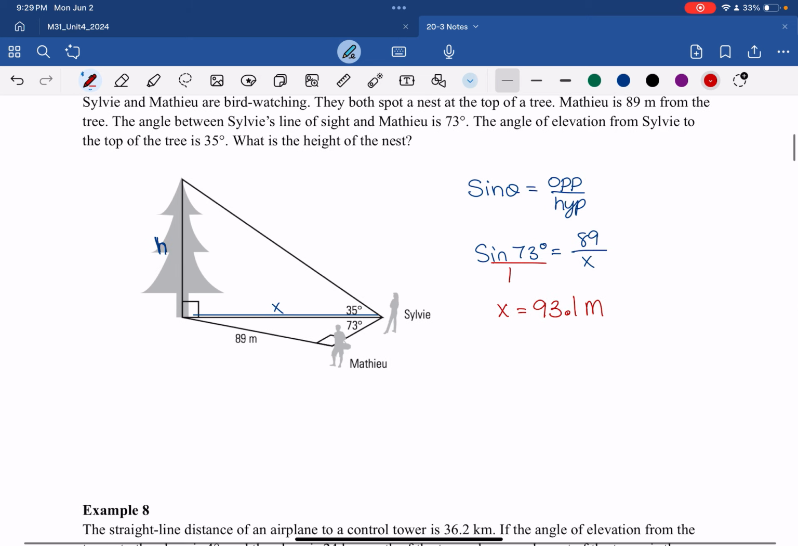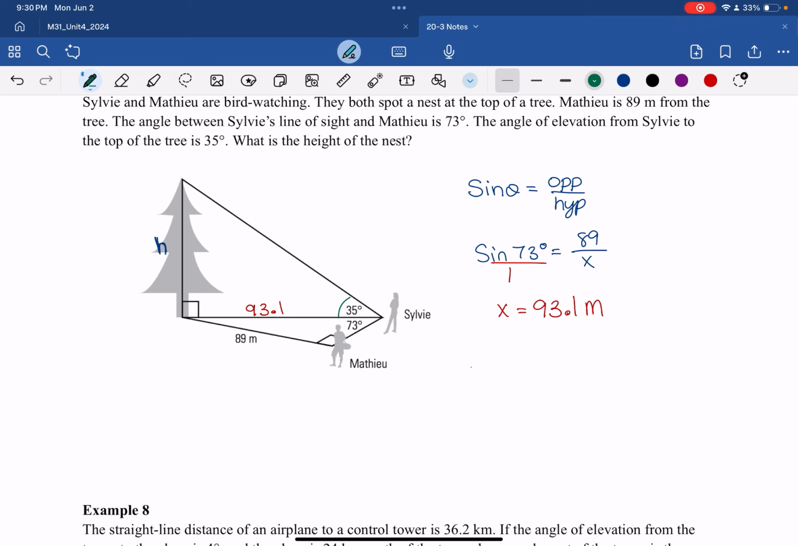Okay. So that's what goes here. Okay, that's the hypotenuse. It should be the longest side. It's greater than 89. We're doing okay here. And now let's look at this triangle that includes the tree. So I have 35 degrees. This 93.1 is my adjacent, and the H is my opposite.